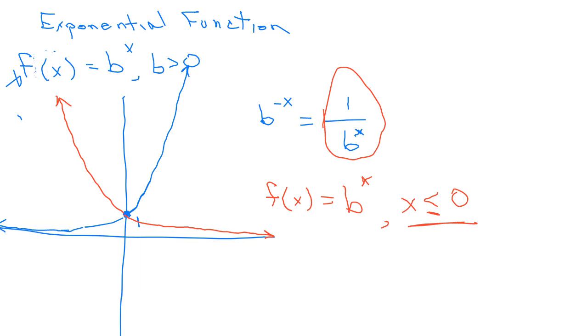Okay, that's what it looks like if x is negative. So if you had f of x equals, say, b to the negative 3. When x is negative 3, that's not what that says. Never mind. But anyway, if x is negative, it's going to do the opposite.